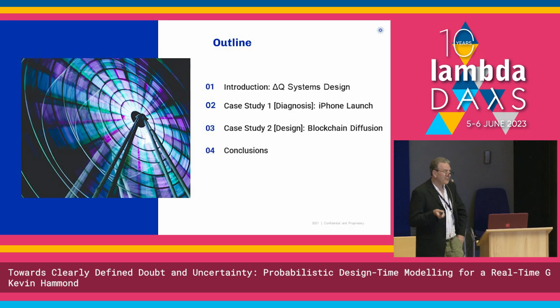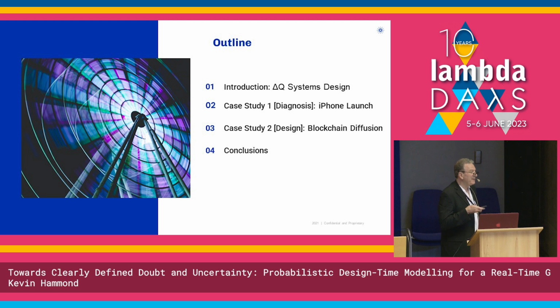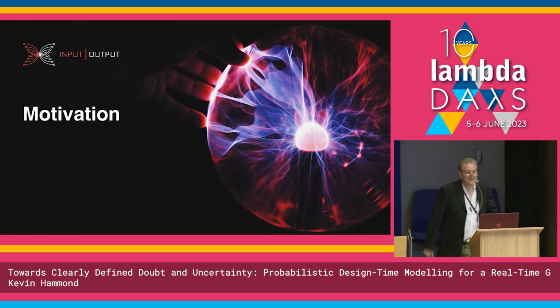So what I'm going to do in the talk, first of all, I'm going to introduce the ΔQ design methodology. Secondly, give you a case study in diagnosis using the approach. This is an iPhone launch in the UK. Thirdly, talk about a problem that's very dear to people working at Input Output Global. That is blockchain diffusion, so the cost of diffusing blocks across the blockchain in real time. And finally, I'll conclude. So let's go into motivation.